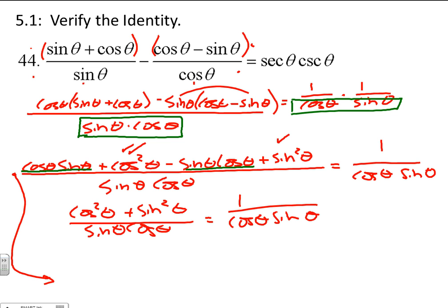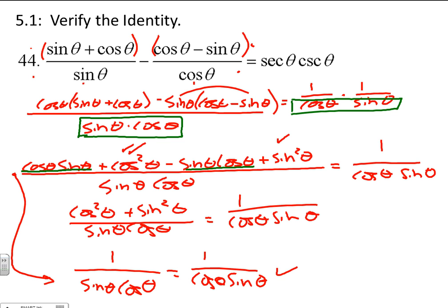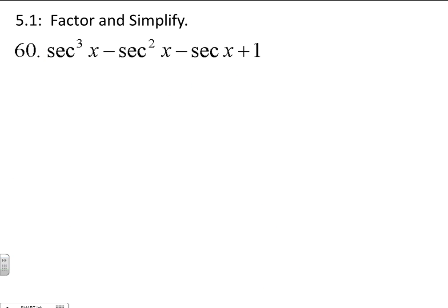So now we got cosine squared plus sine squared. The viewer should, with a little bit of knowledge, know where that came from. 1 on sine of theta cosine of theta equals 1 on cosine of theta sine of theta. So there we have it. So more trig identity fun.